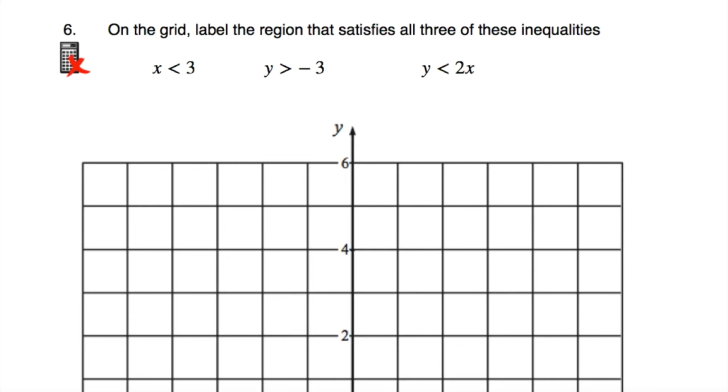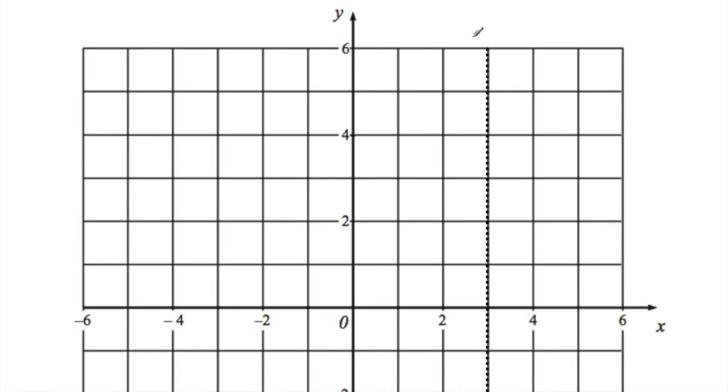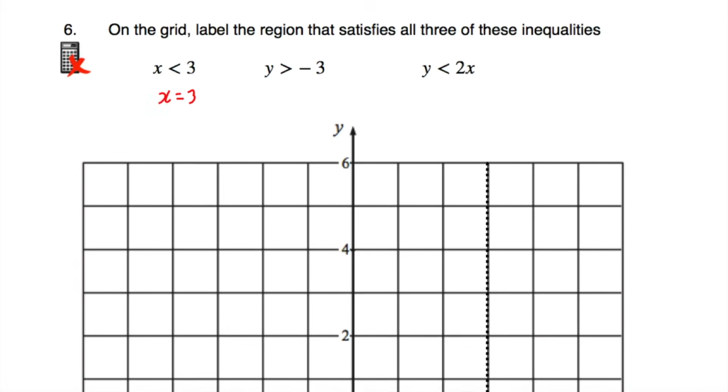X is less than 3, but we're going to draw the graph of x equals 3. So that's a vertical line that passes through 3 in the x-axis. So let's do that to begin with. And it's less than, so we're going to do a dashed line. Okay, so we've just drawn a vertical line that passes through 3 in the x-axis. So all of those points are on the line x equals 3.